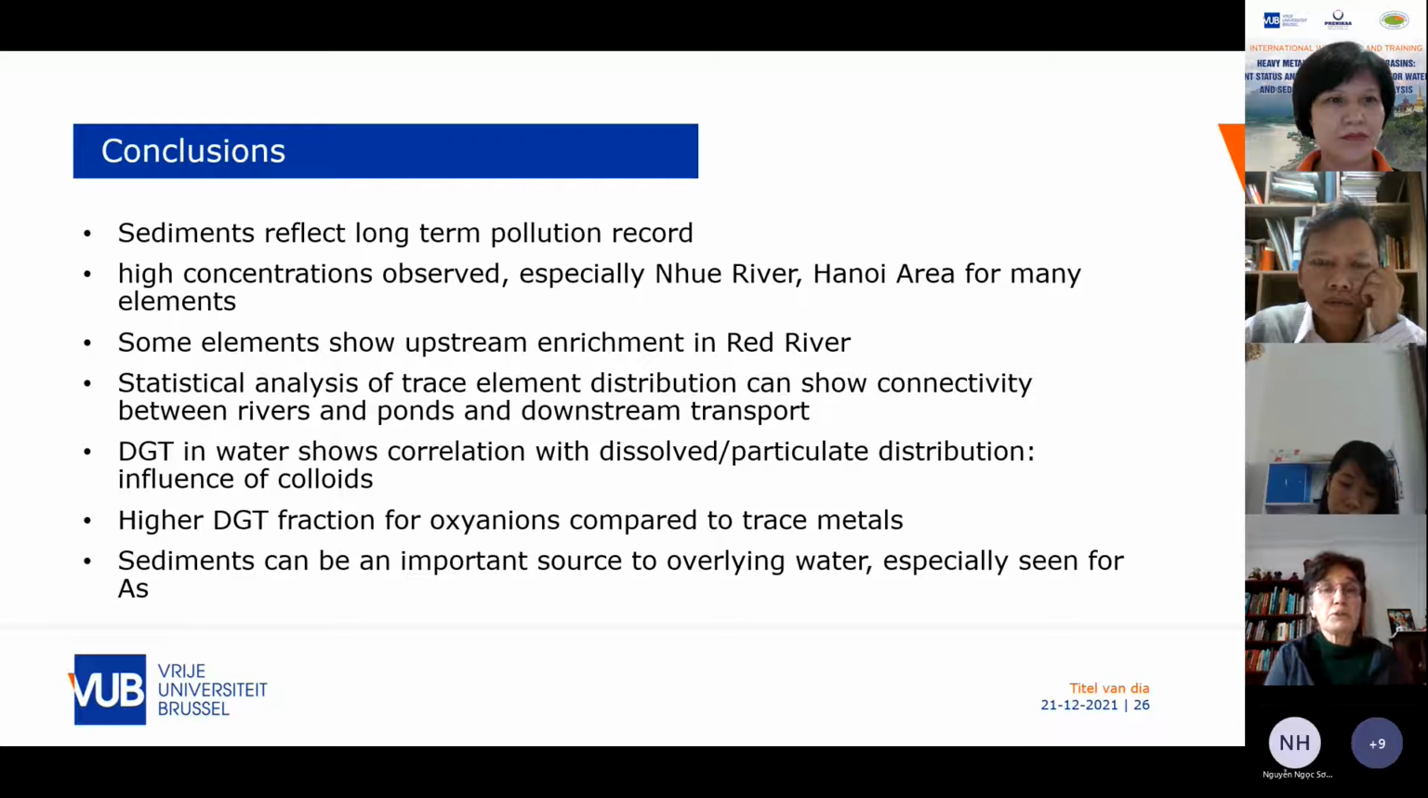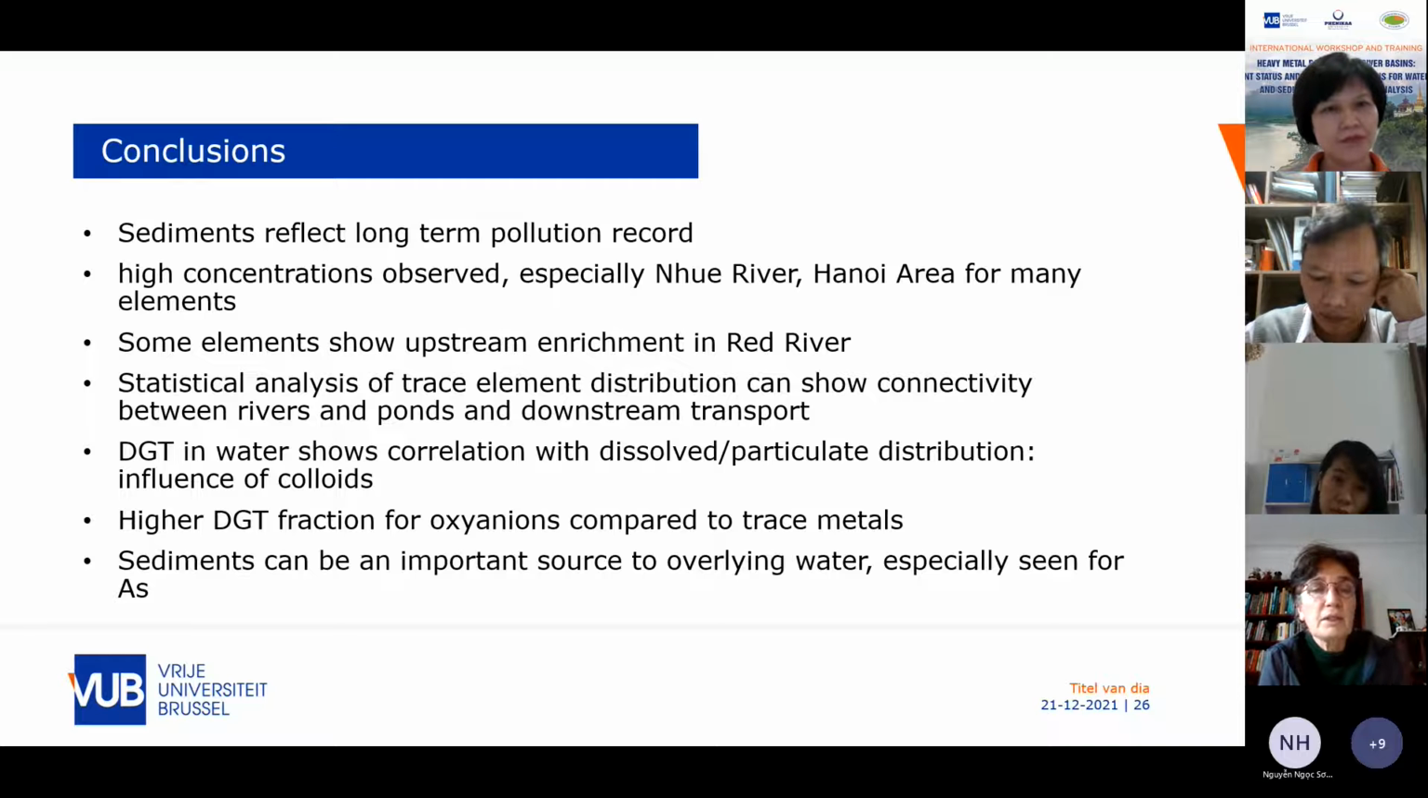So just some conclusions. Our sediments are good records of long-term pollution and are less affected by changes in the concentrations over time on a short time scale. We have quite high concentrations, especially in this upstream area of the New River at the Hanoi area. Some elements also have upstream enrichment related to the Red River.